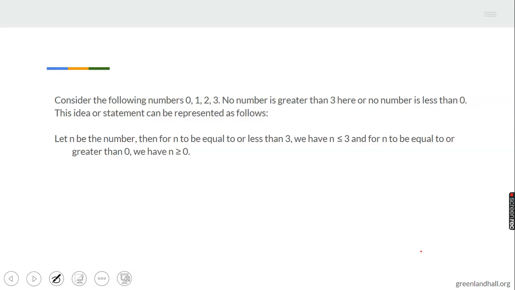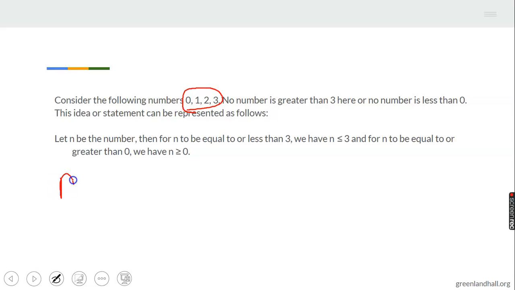This idea or statement can be represented as follows. Now look up. Don't be distracted. Look at what we have here. Let n be the number. That is, we want to compare two numbers now, based on the numbers we have here, 0, 1, 2, 3. Now, for n to be equal to or less than 3, we have n less or equal to 3. And for n to be equal to or greater than 0, we have n greater than or equals 0. What is the meaning of this statement?